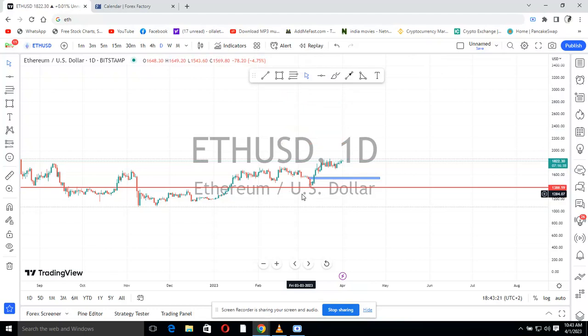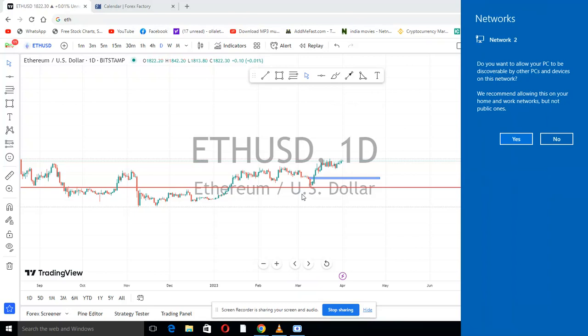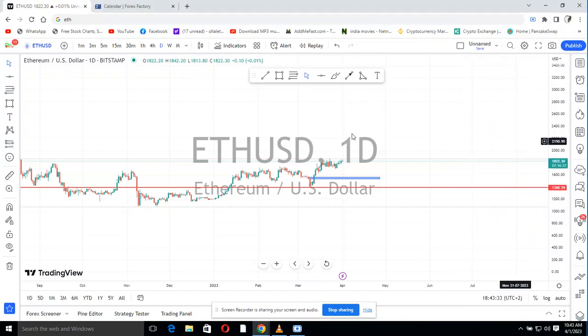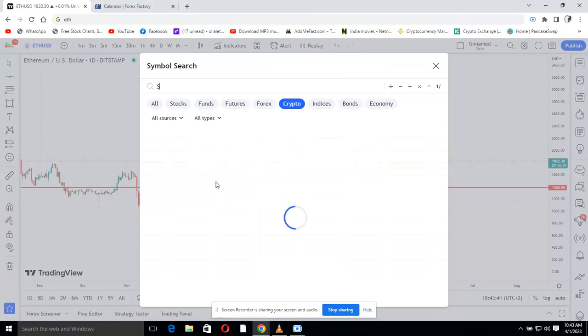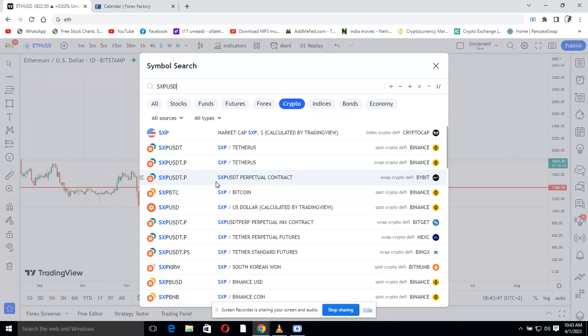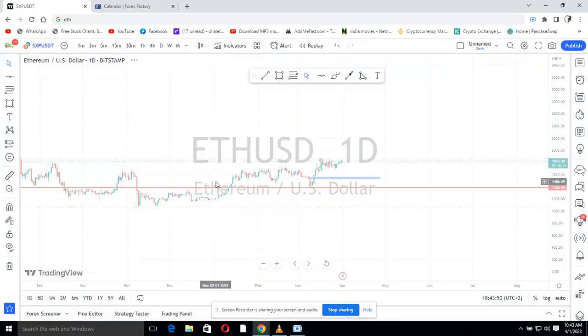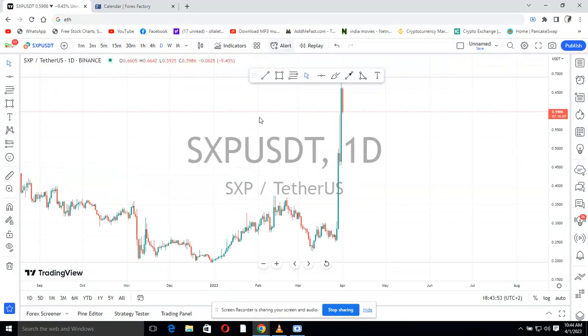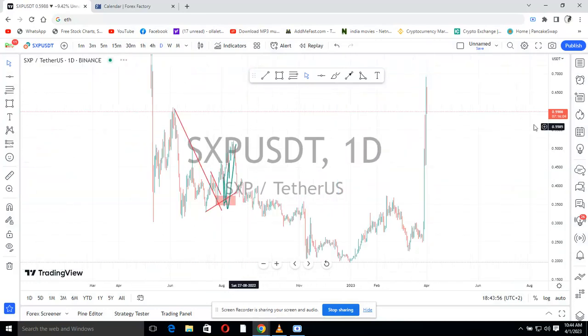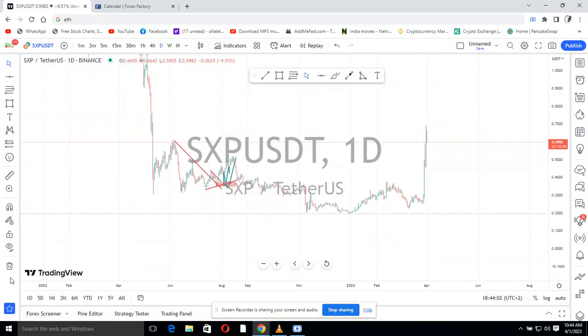So I want to check another. If I move to the forex pair, I have one particular coin that I keep on my watch. Now, SXP. This coin is doing a massive pump, like seriously, and the massive pump is not over yet until it is over.